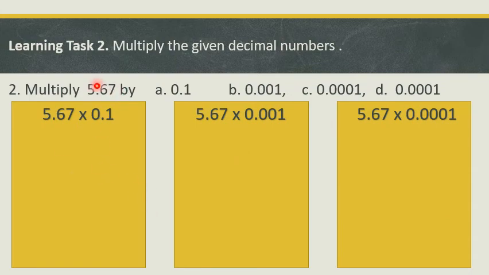Okay, number 2. So, ganoon lang uli. Multiply naman natin yung 5 and 67 hundreds sa 1/10s, 100s, 1/10,000s, and 1,000s. Ay, pareho lang pala tong letter C at D. Okay?